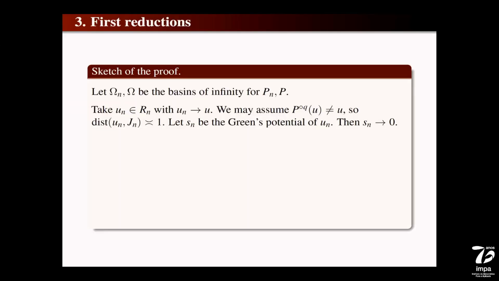So let Sn be the Green's potential of un, the Green's potential with respect to the nth polynomial. So Sn goes to 0, because if it doesn't, then the limit would be in the basin of infinity. So the nth approximating point un has a Green's potential in its own dynamical plane, that's Sn, on the nth ray, and that sequence has to go to 0.